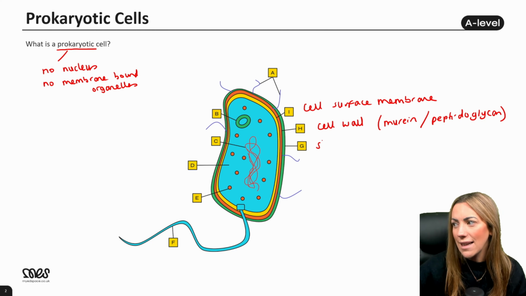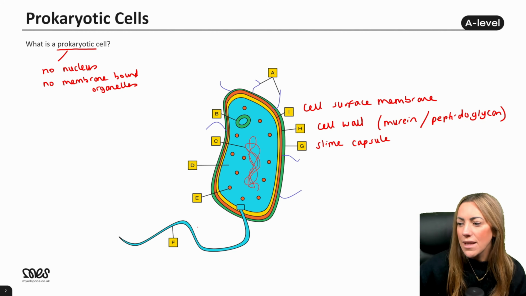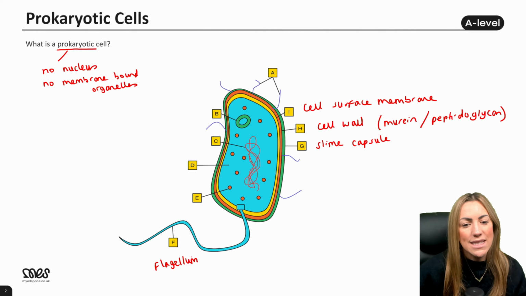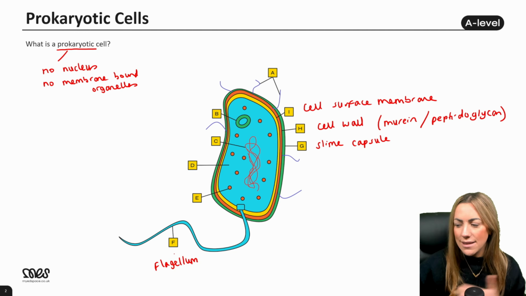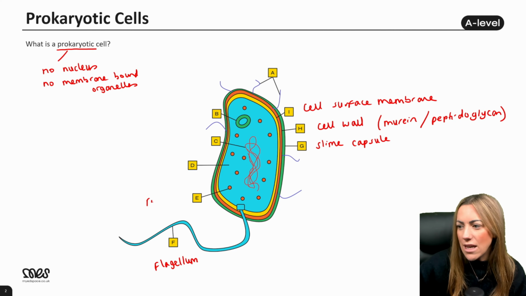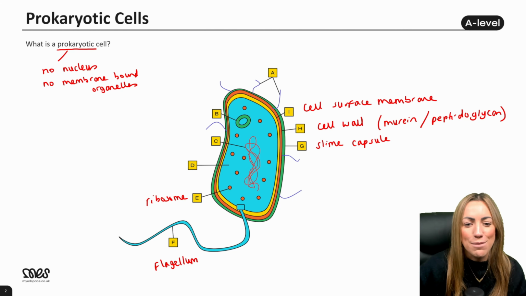The outer layer is the capsule, or the slime capsule, as we call it. Down here we have a flagellum. Now this bacterial cell has one flagellum. Some bacterial cells have many flagella, some don't have any. So bear that in mind. E is a ribosome. Looks a little bit big to be a ribosome, doesn't it? But it's got to be a ribosome, there's nothing else it can be. Remember, this is a smaller 70S ribosome.